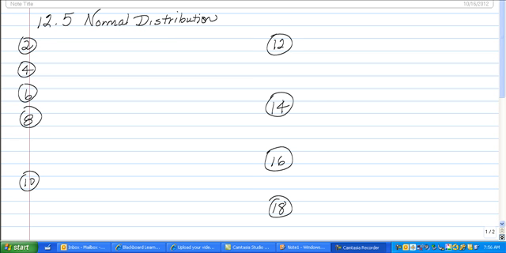And so in our first group, we're asked to identify the variable quantity as discrete or continuous. So in number 2, we have the number of babies born in one day at a certain hospital. Well, that's going to be a finite number of babies, and we can actually count 0, 1, 2, 3, 4, and so forth. So that would be discrete.